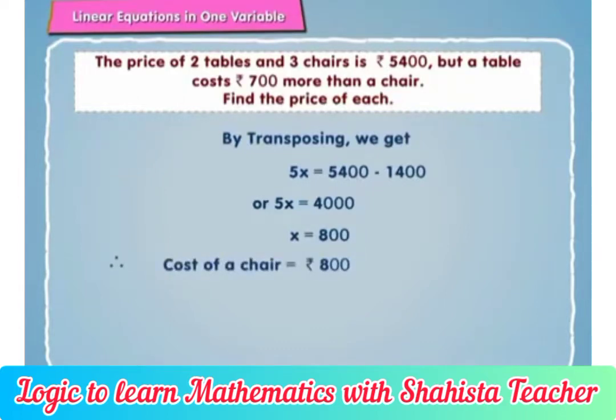So the cost of a chair is 800. The cost of one chair is 800 rupees. So the cost of a table is equal to 800 plus 700, that is 1500 rupees. Is that clear, my dear students? So simple and easy to understand.